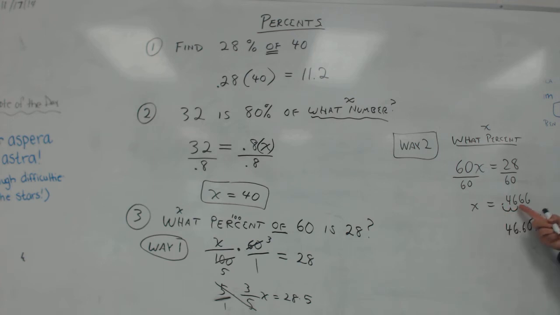It's a decimal, it's not a percent, so I then have to turn it into a percent. But to me, that's a much easier thing to solve than that one. So I prefer this method, but however you want to do it is fine. Does that make sense? Do you understand the difference?